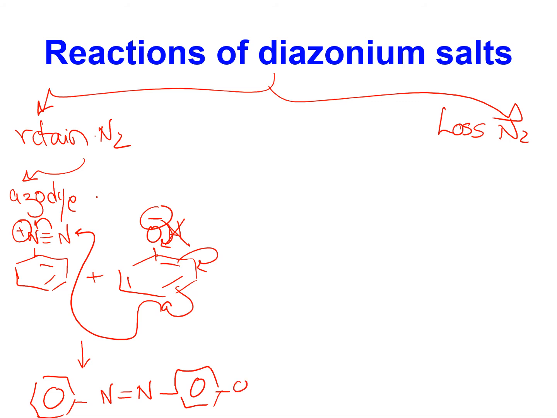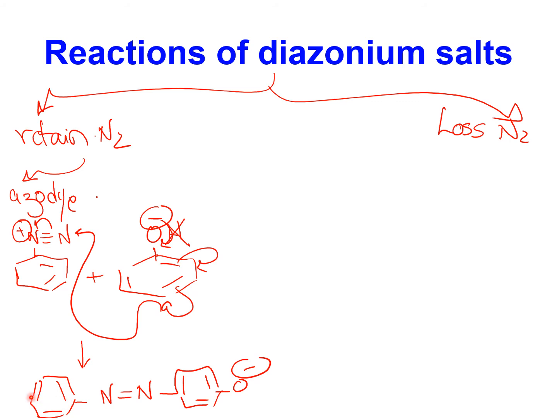Why are these compounds highly colored? Let's look at their structure. Usually colored compounds are formed when you have a very long conjugated system. Color comes from conjugation. The longer the conjugated system, the more colorful your compound is.